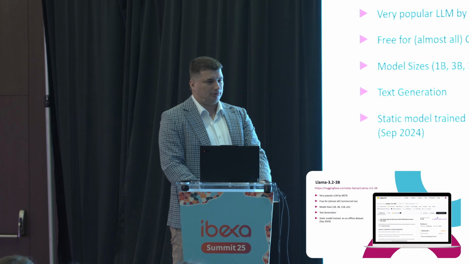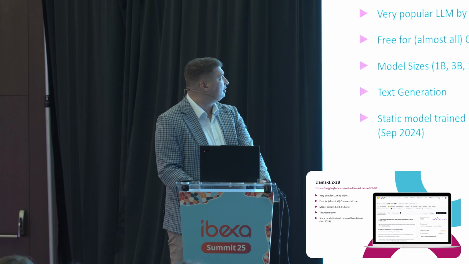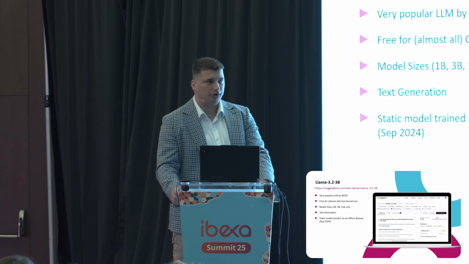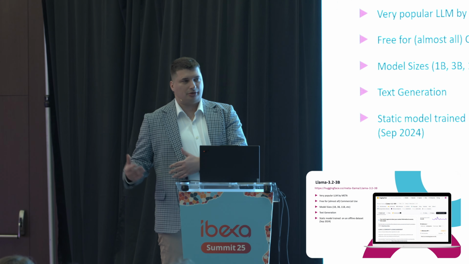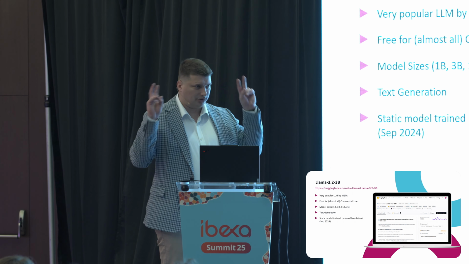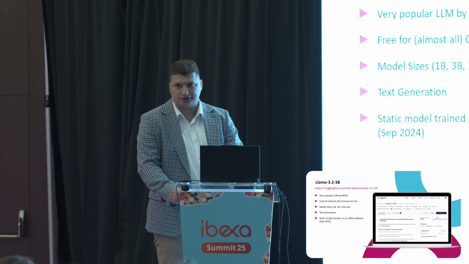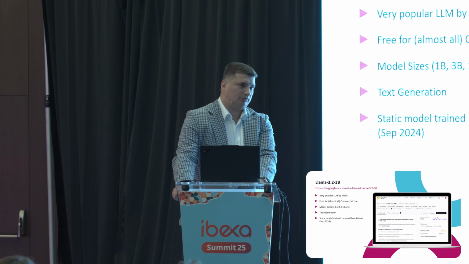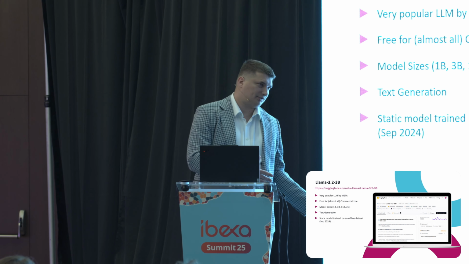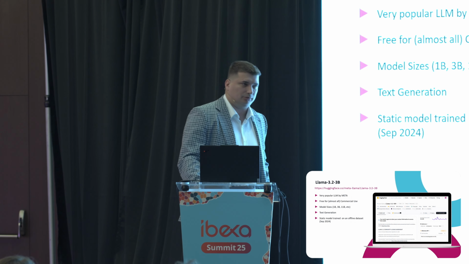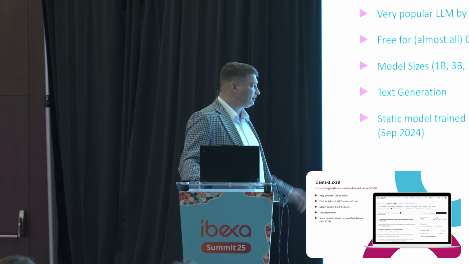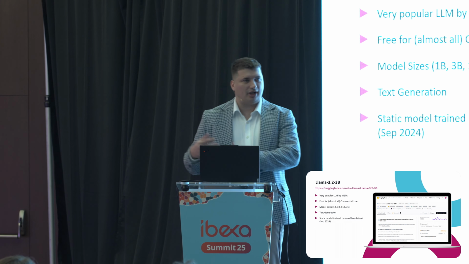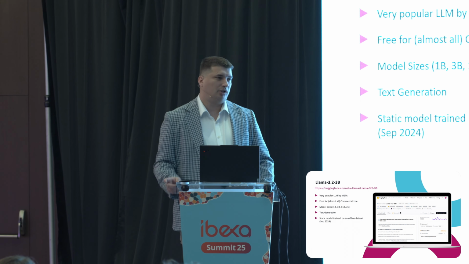I will be using this model in the 3B size. What does it mean? This means that the model I'm using was trained with 3 billion parameters. The larger the number of parameters, the larger and more intelligent the model is, but also you need more resources to run it. Also, Llama is simply a text generation model, so you provide text, you get text. And last but not least, please keep in mind that models are static, at least this one is. It was trained around September 2024, so if you are expecting it to give an answer about something that happened after that time, it will have no knowledge about it.